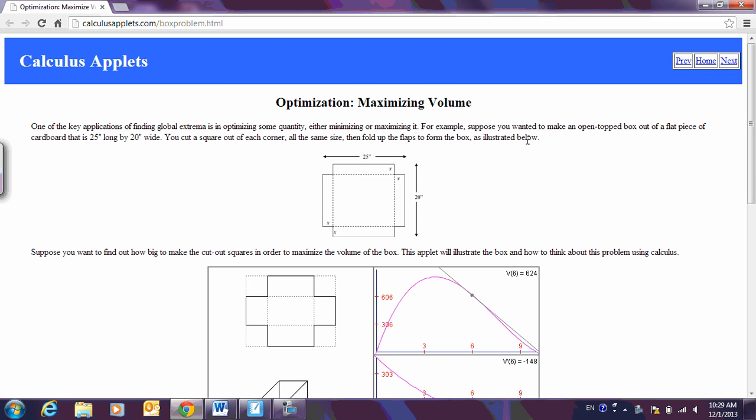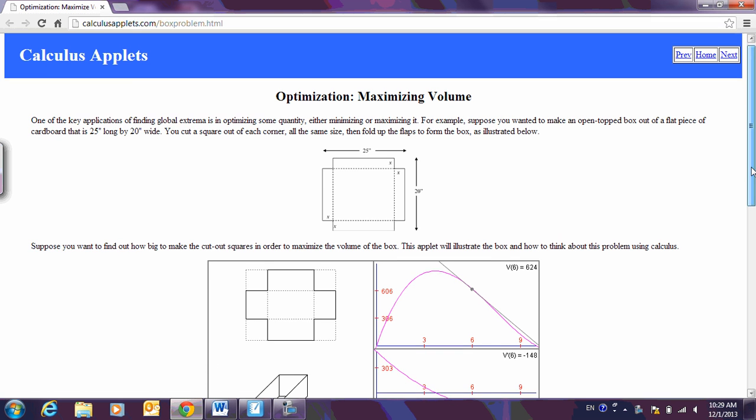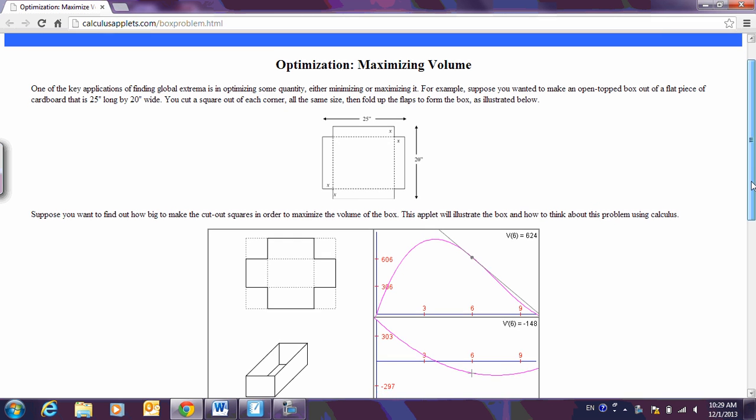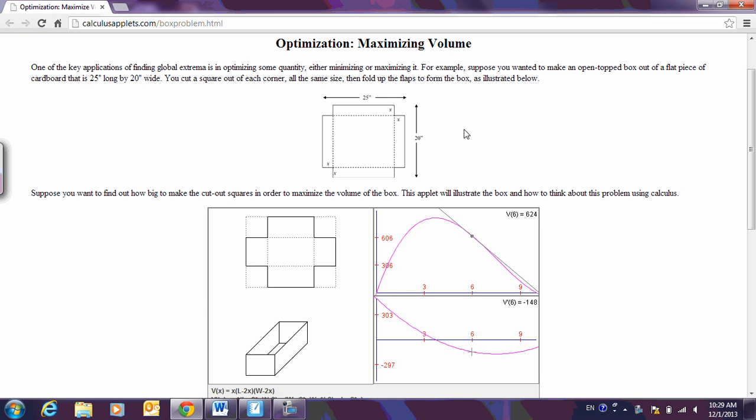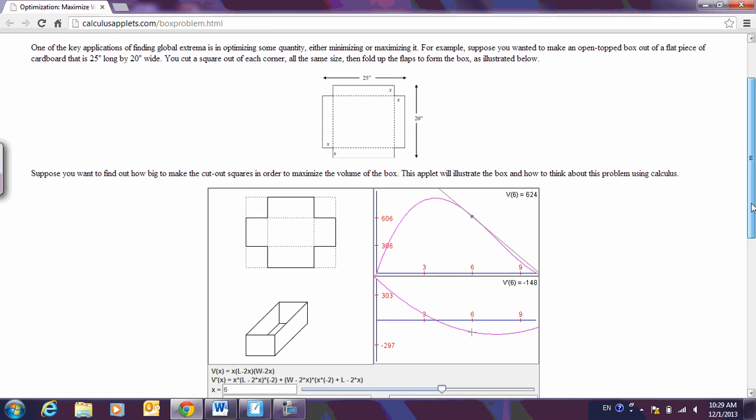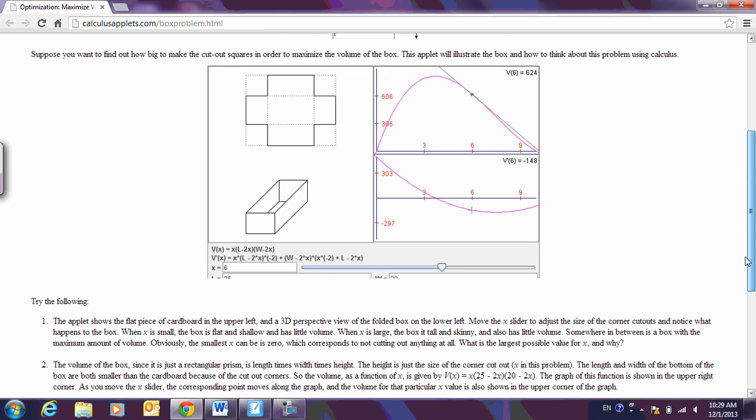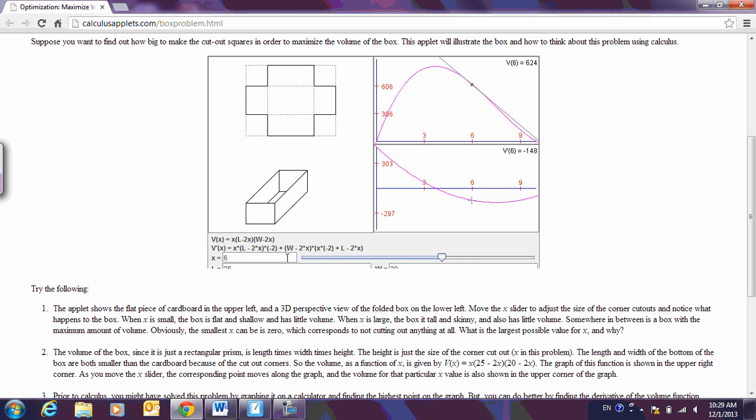So if we notice, this whole applet here is about maximizing the volume of a box. Imagine you had a big sheet of paper, cardboard they say here, and it's 25 inches by 20 inches wide. What you're going to do is cut out a square of each corner, X deep, and fold those flaps up, and you're going to get a box. And so down here is a much better idea of what's going on.